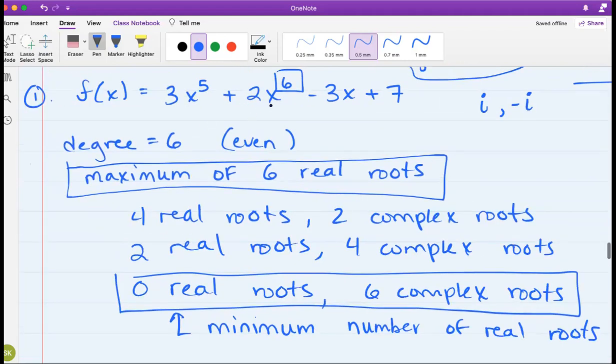Now, I don't know what would happen, at least not at this moment. We could try to factor it, but some things that could happen is we could get 6 real roots, and we could get repeated roots, but they would all be real. Or we could get 4 real roots and 2 complex roots. We could get 2 real roots and 4 complex roots. And then the smallest number of real roots we could get is 0 real roots and 6 complex roots. So whenever we have an even degree, the minimum number of real roots we could have is 0. And the maximum would be that degree.